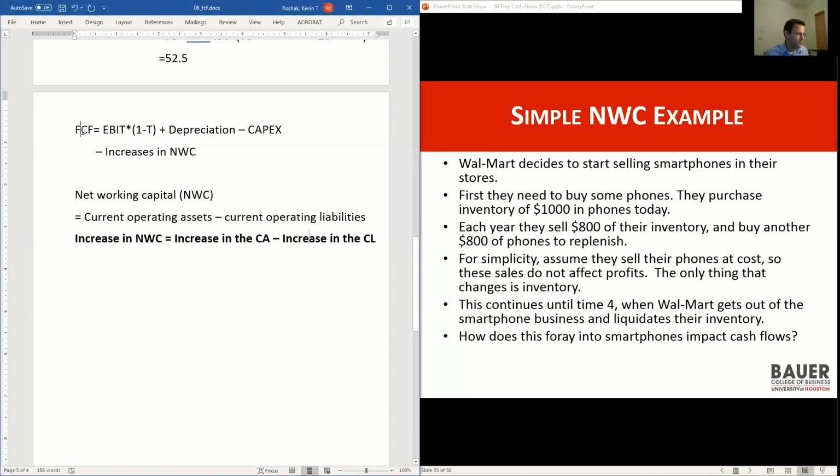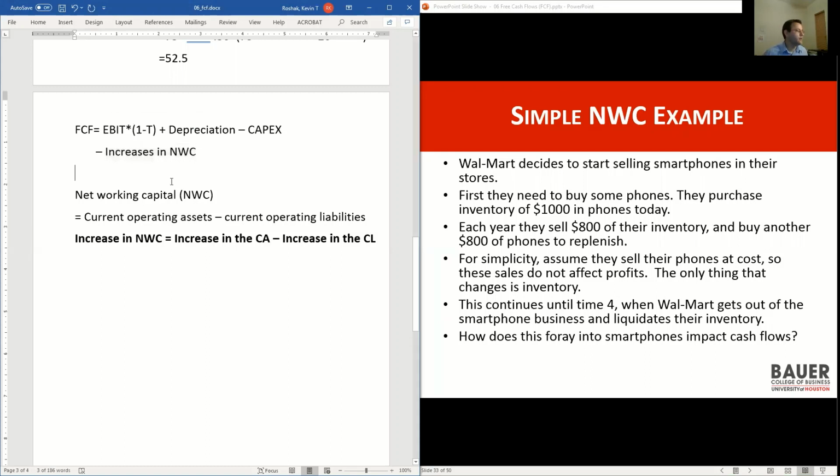So if we go up to our equation, these are the free cash flows. I'm just going to focus on the increases in net working capital. So when Walmart is buying these smartphones, they're just going to sell them at cost. That means that there's not going to be any EBIT. You're not going to depreciate a smartphone. Those have kind of short shelf lives. And also, there's no CAPEX. You're not buying a building or anything like that. All you're doing in this very simple example is buying some inventory of smartphones and selling them at cost. And so the only thing that's going to affect your free cash flows is your net working capital.